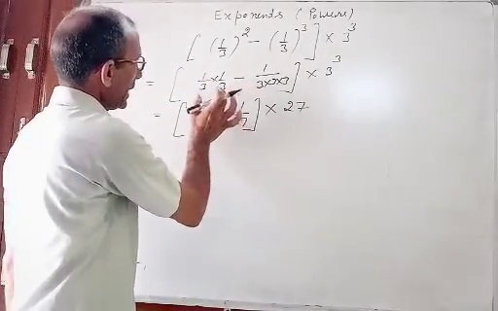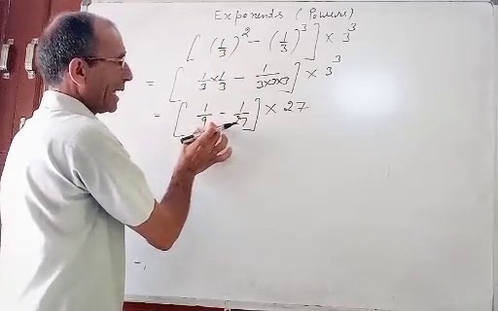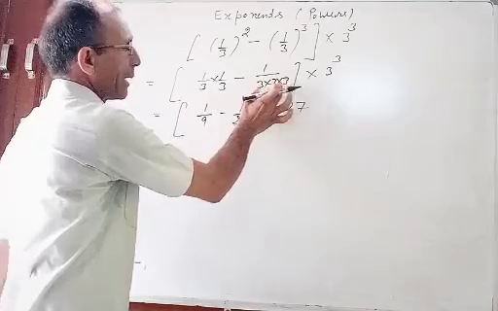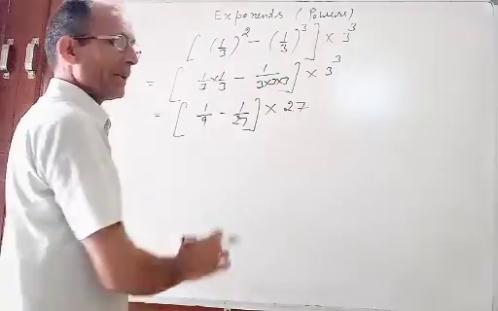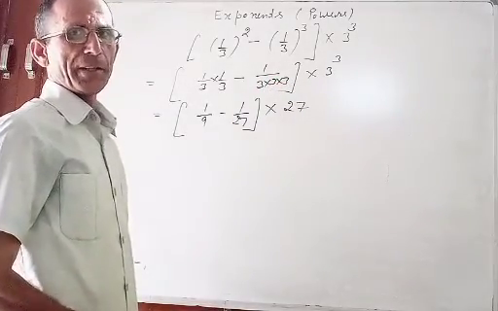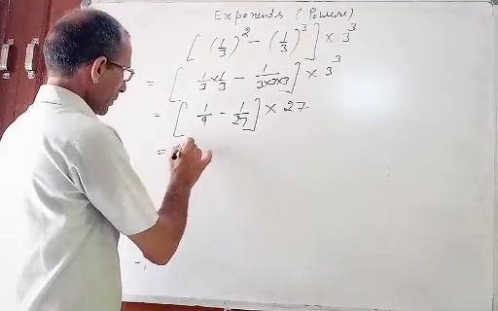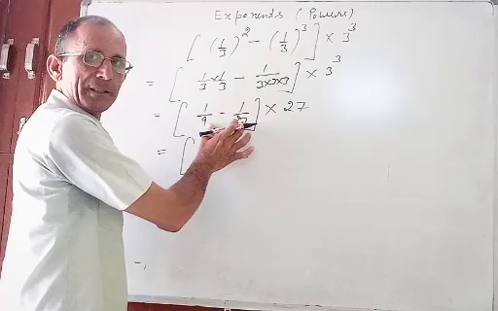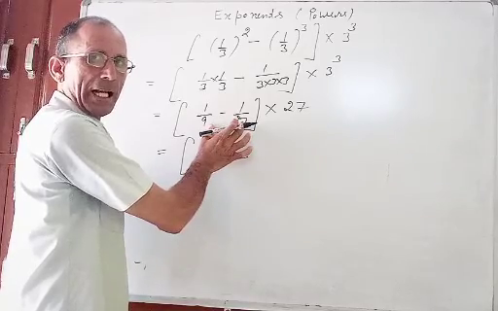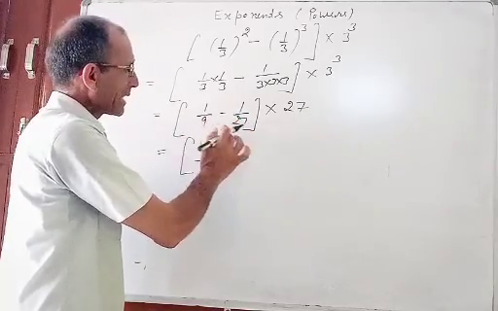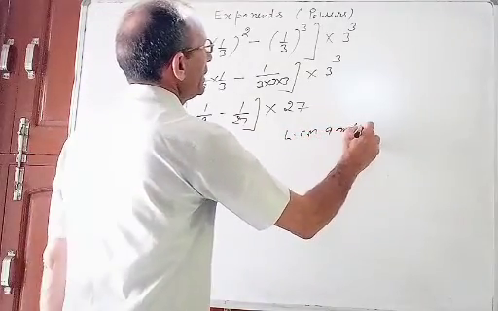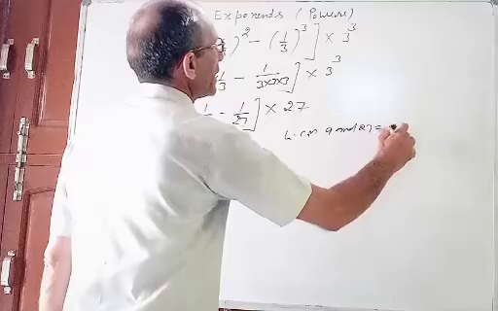Okay, first solve the bracket. 3 square means 1 by 9, and 1 by 3 raised to the power 3 means 1 by 3 is multiplied 3 times. So it will be equal to 1 by 9 minus 1 by 27. How to solve this statement? You already know by taking LCM. So directly I am taking LCM of 9 and 27, which is equal to 27.